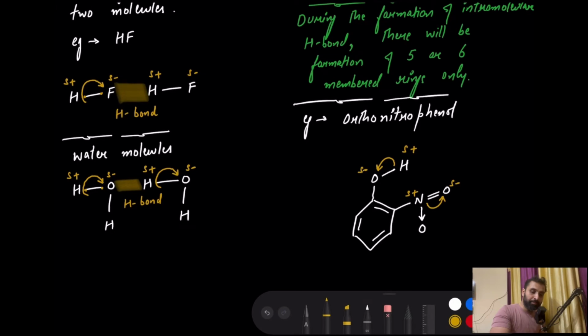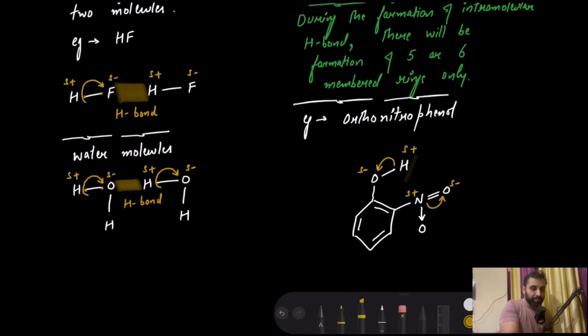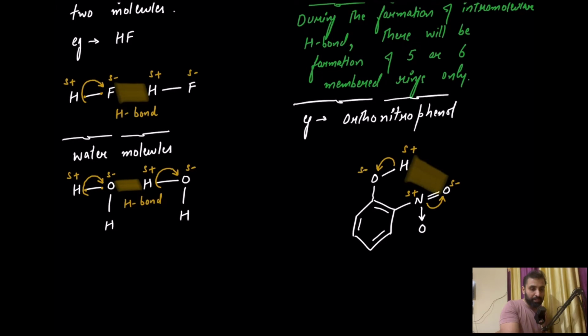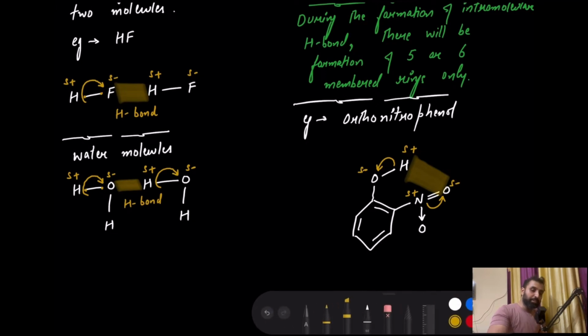What next? So there will be the hydrogen bond formation between this hydrogen and oxygen. So this is the hydrogen bond formed within a molecule. That's why we will call it an intramolecular hydrogen bond. Now let's talk about this point of ring.